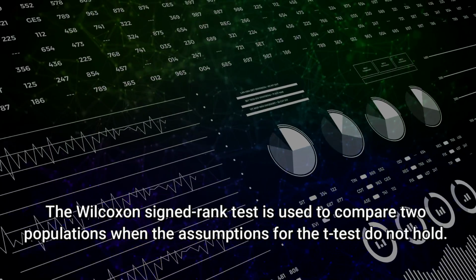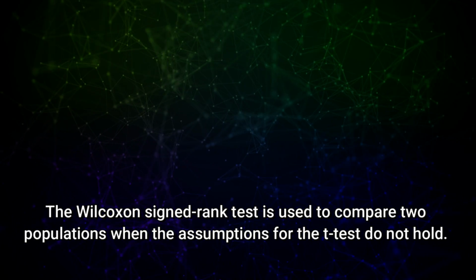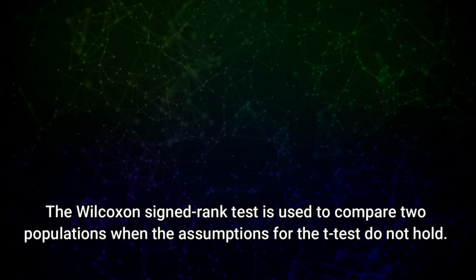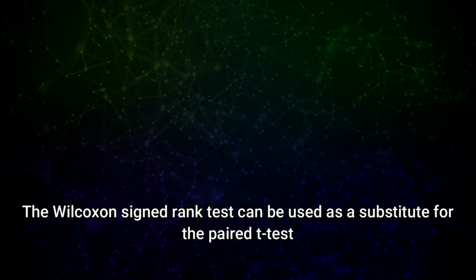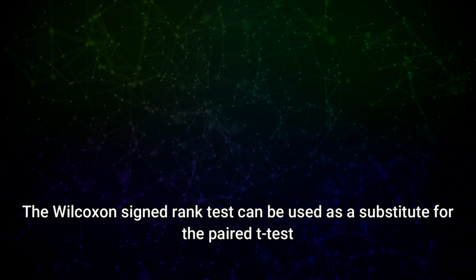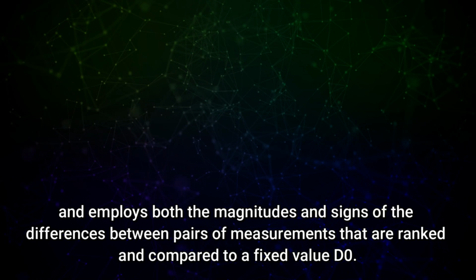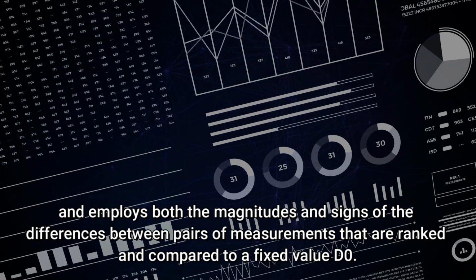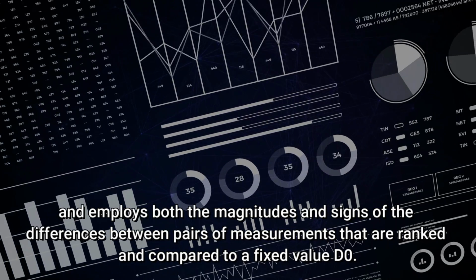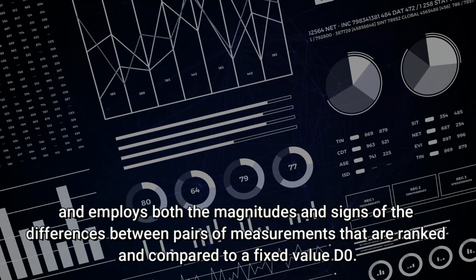The Wilcoxon sign rank test is used to compare two populations when the assumptions for the t-test do not hold. The Wilcoxon sign rank test can be used as a substitute for the paired t-test and employs both the magnitudes and signs of the differences between pairs of measurements that are ranked and compared to a fixed value d0.